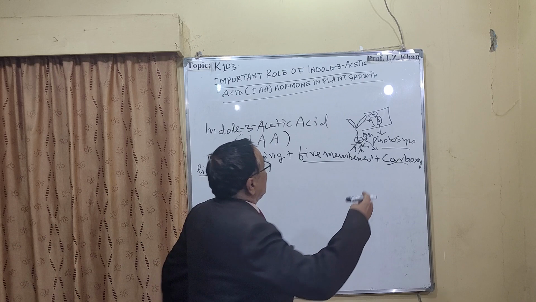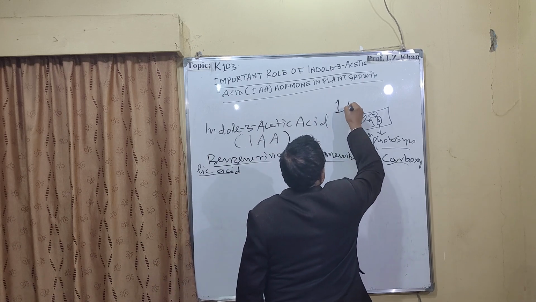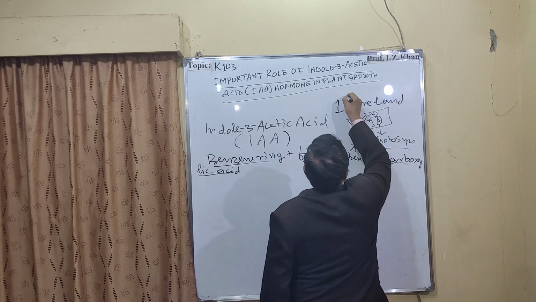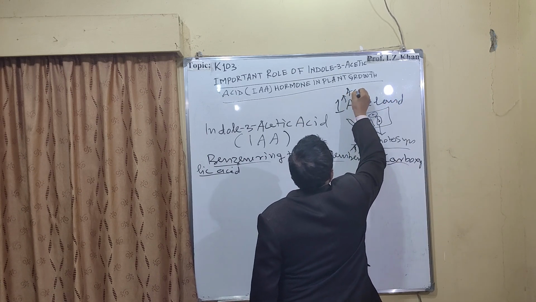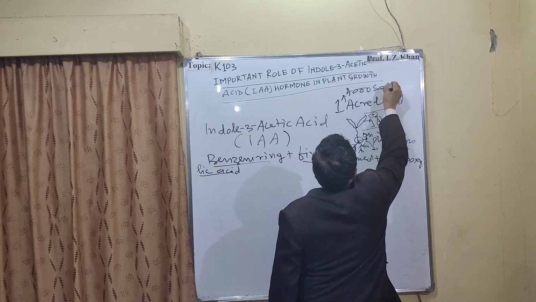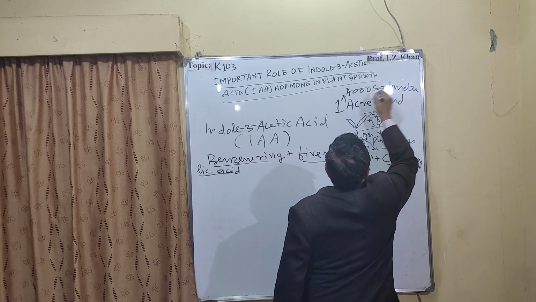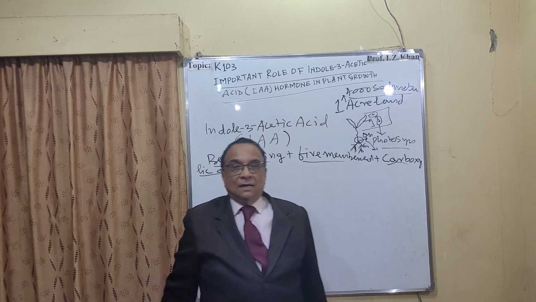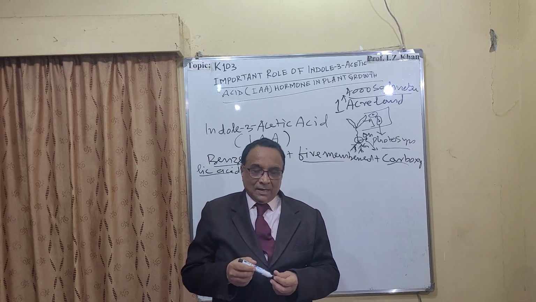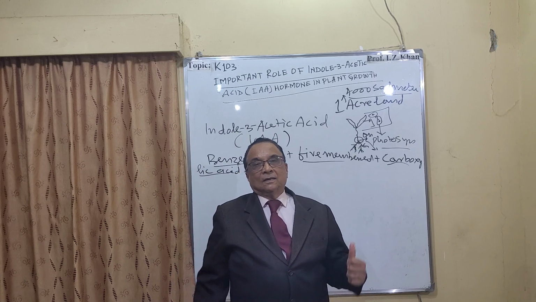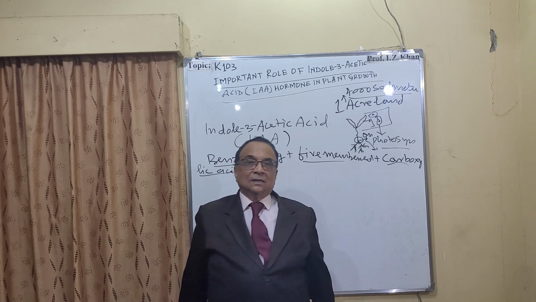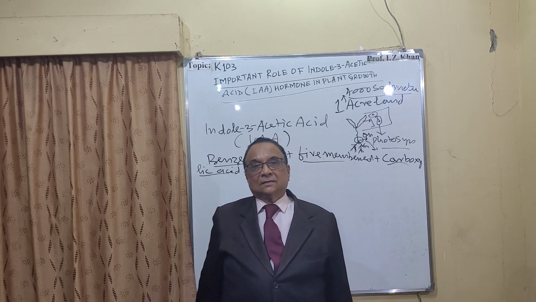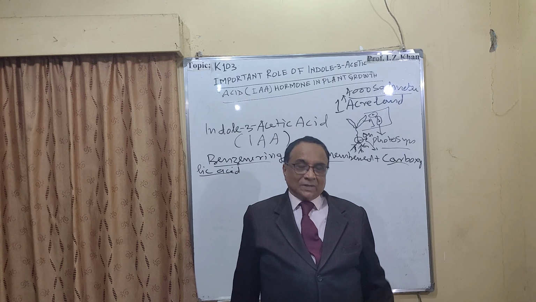1 acre of land will be roughly equal to 4,000 square meter. So 4,000 square meter area. In that area, if you spray in liquid form or solid form, that is enough to take care.